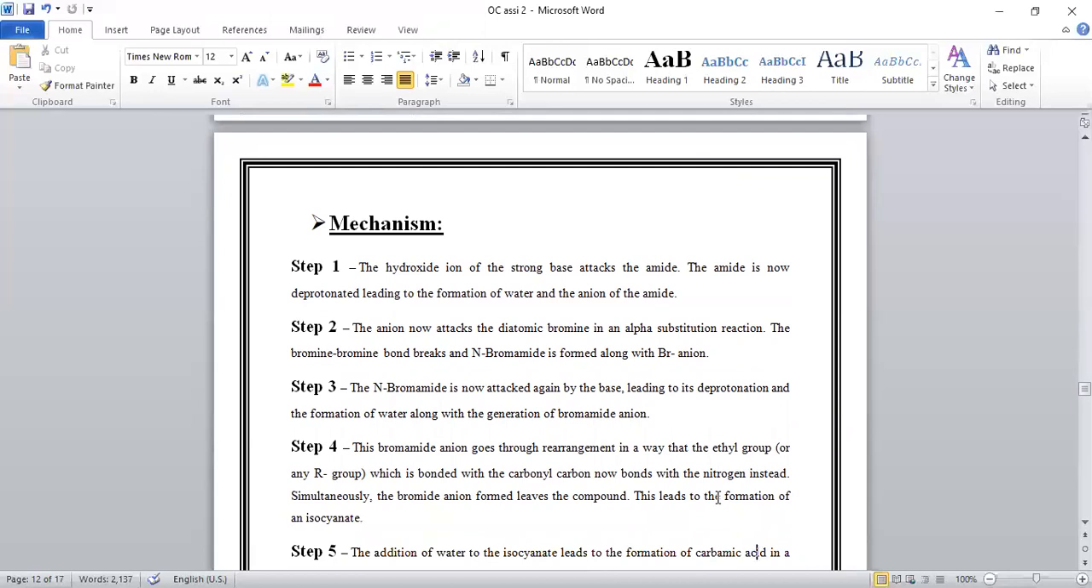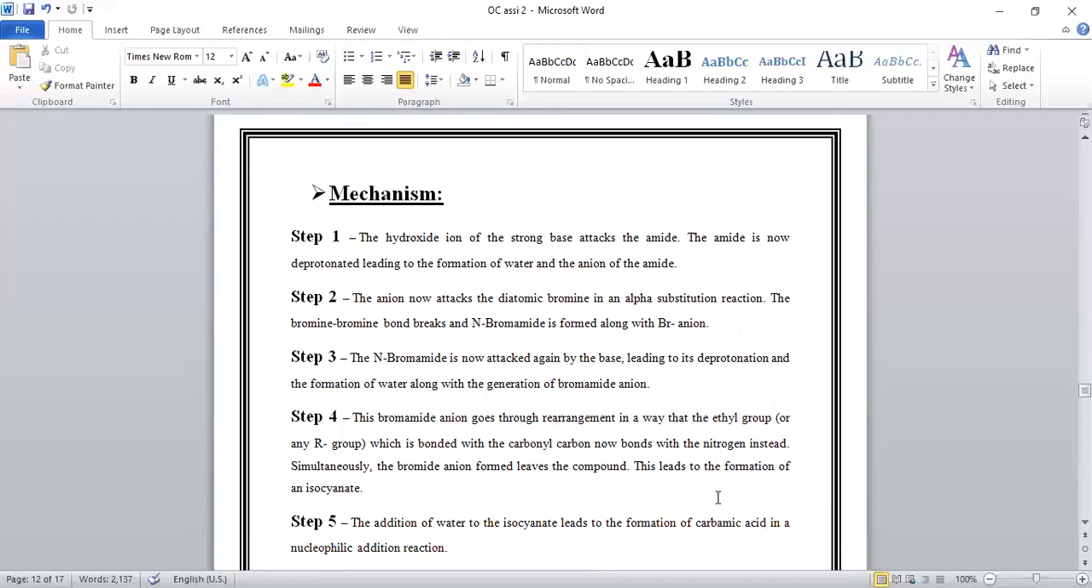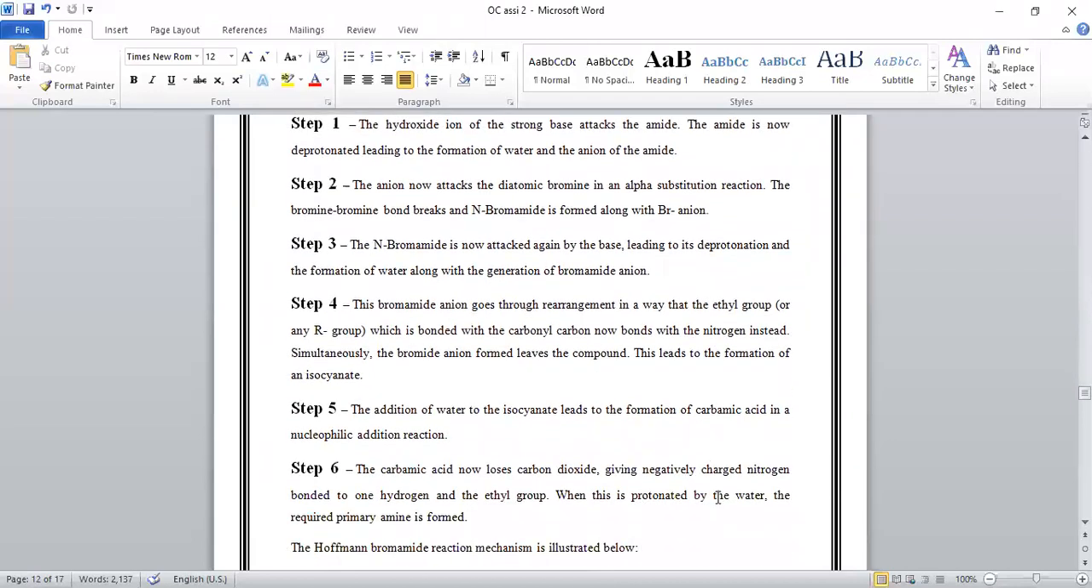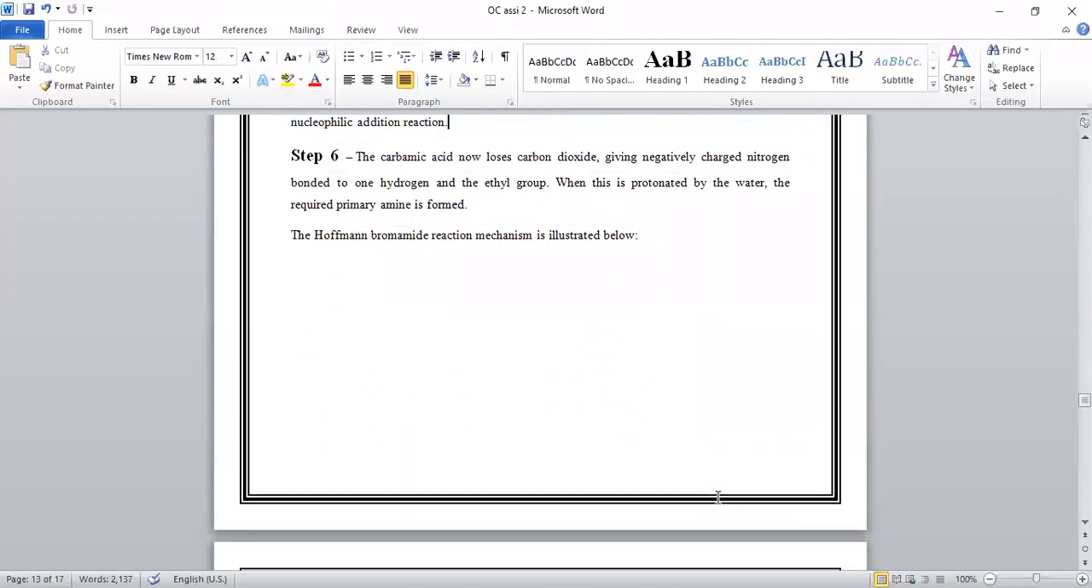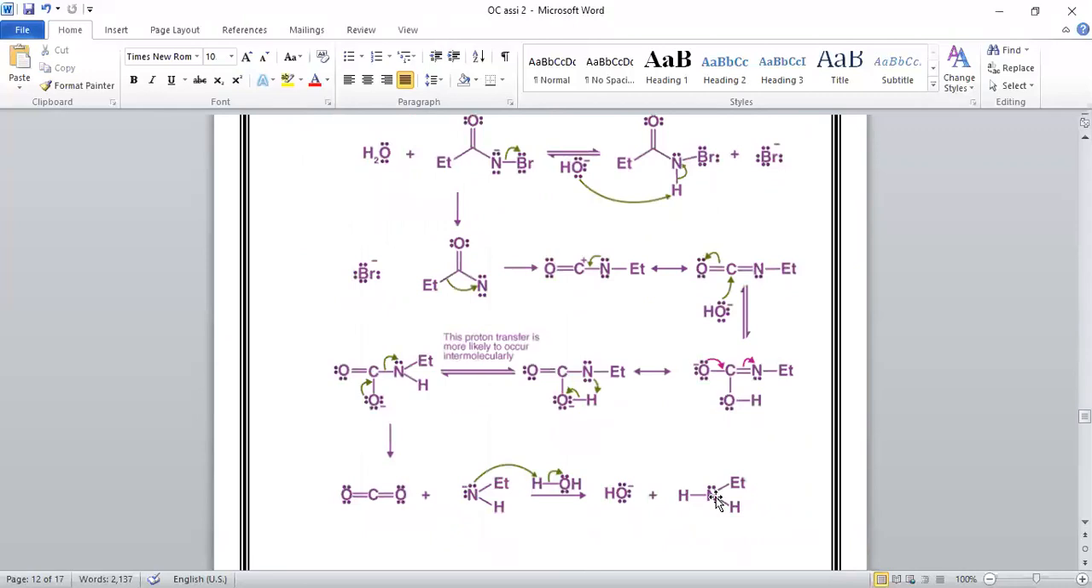In step 4, this bromamide anion goes through rearrangement in a way that the ethyl group, which is bonded with the carbonyl group carbon, now bonds with the nitrogen instead. Simultaneously, the bromide anion formed leaves the compound, and this leads to the formation of an isocyanate. In step 5, the addition of water to the isocyanate leads to the formation of carbamic acid in a nucleophilic addition reaction. And in step 6, the carbamic acid now loses carbon dioxide, giving a negatively charged nitrogen bonded to one hydrogen and the ethyl group. When this is protonated by water, the required primary amine is formed, and the mechanism is illustrated below.